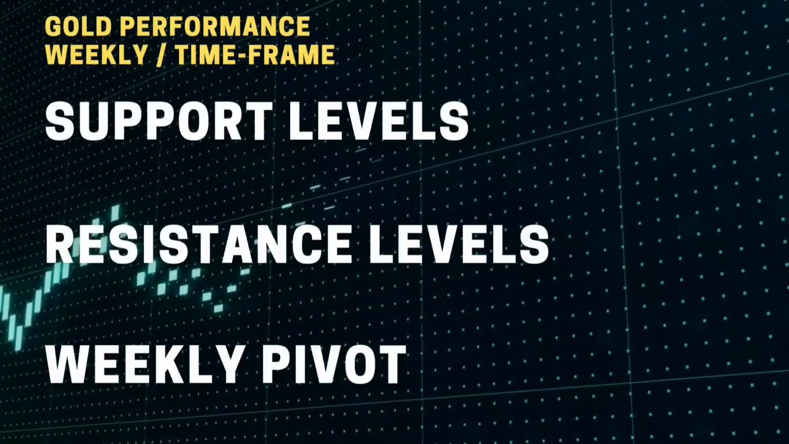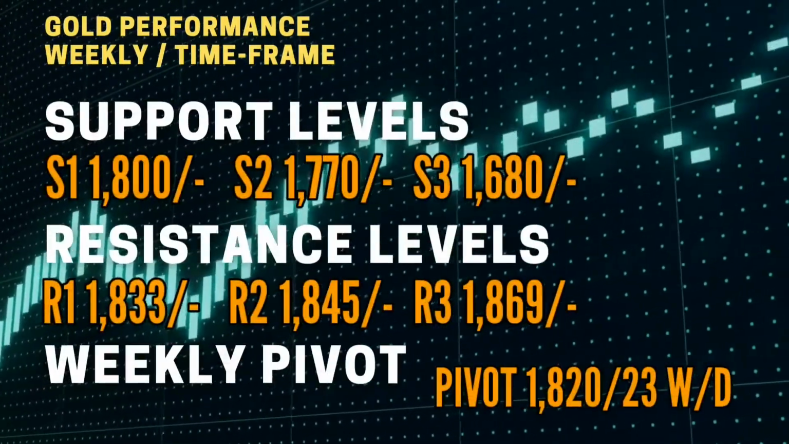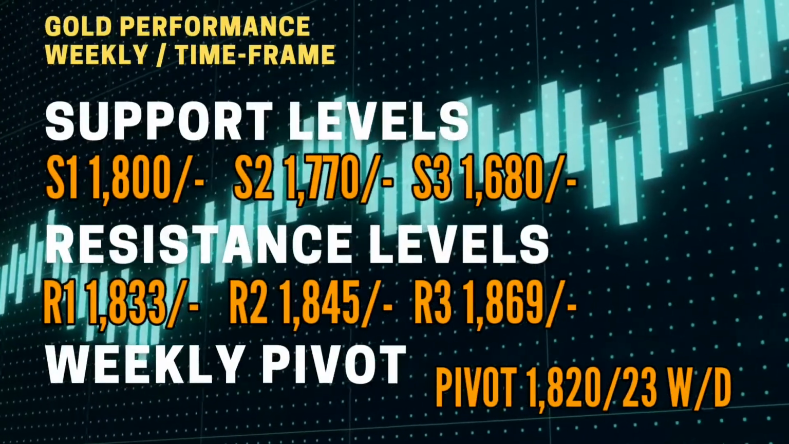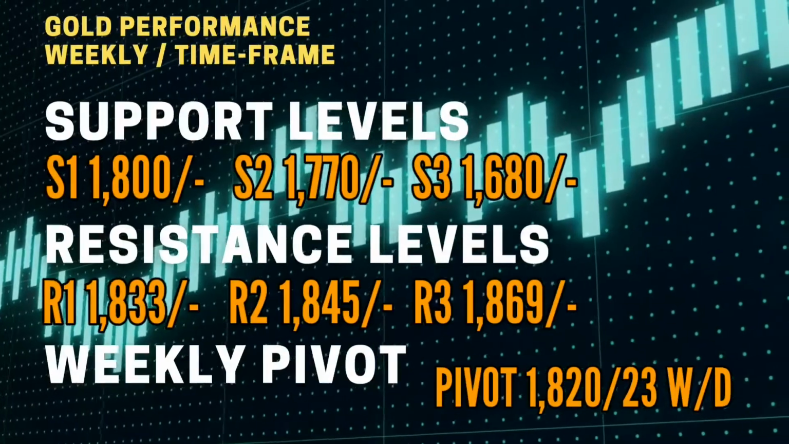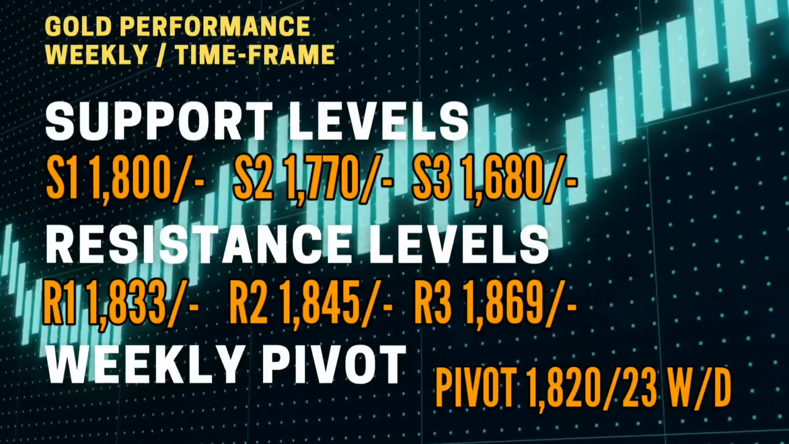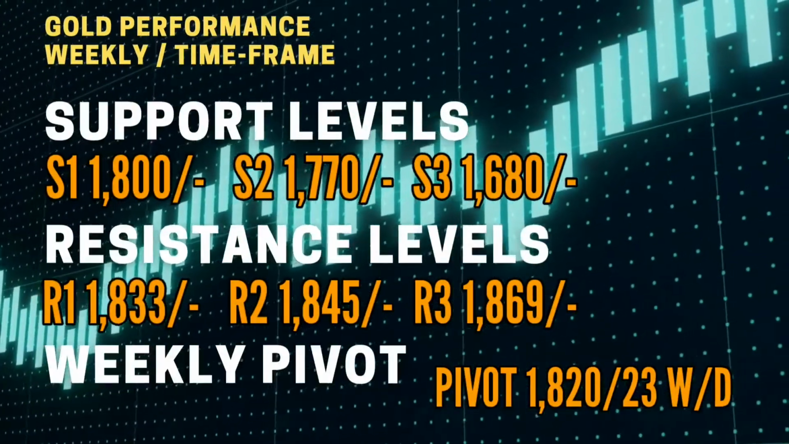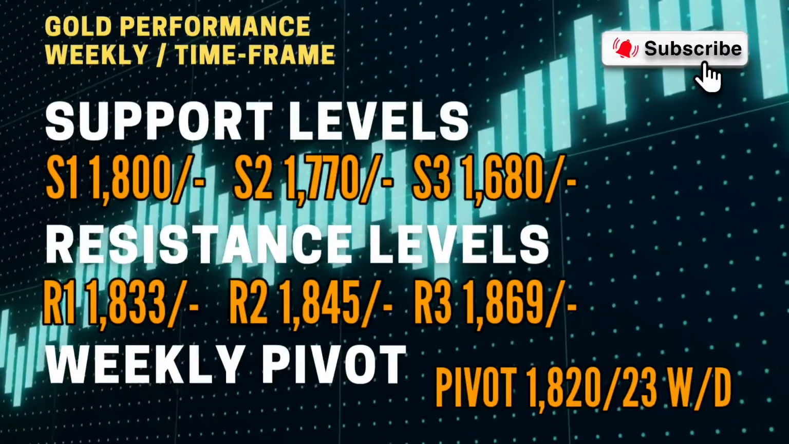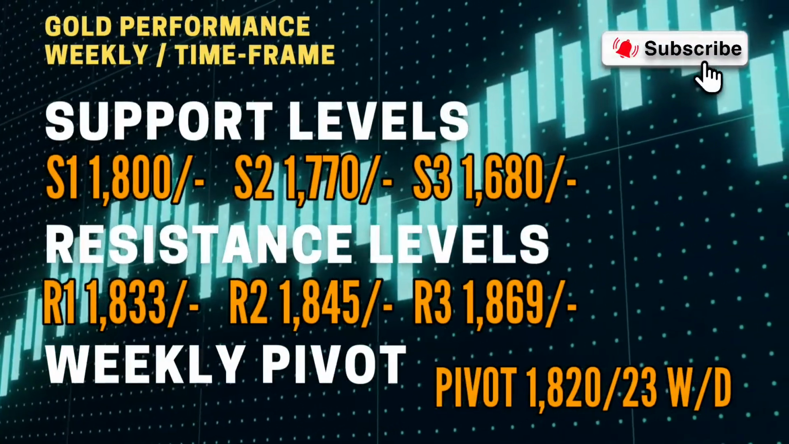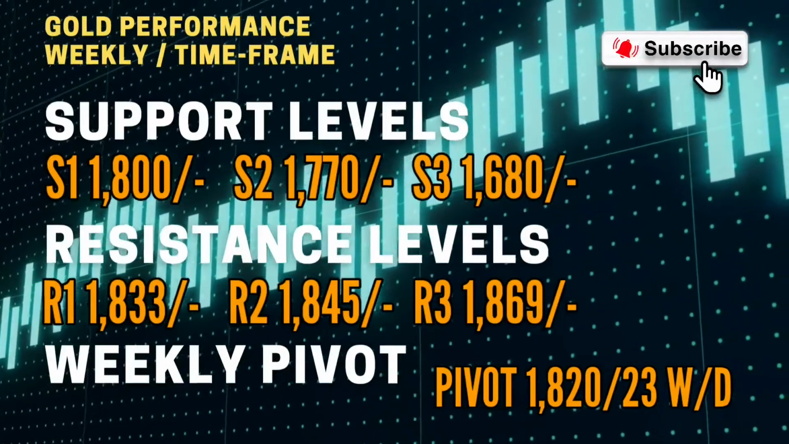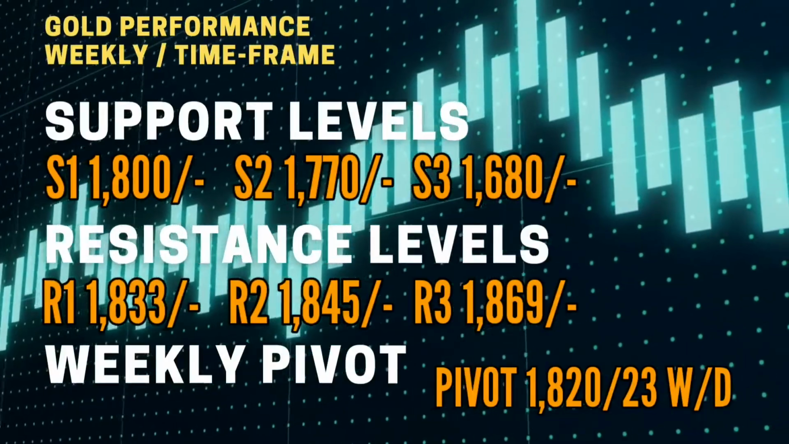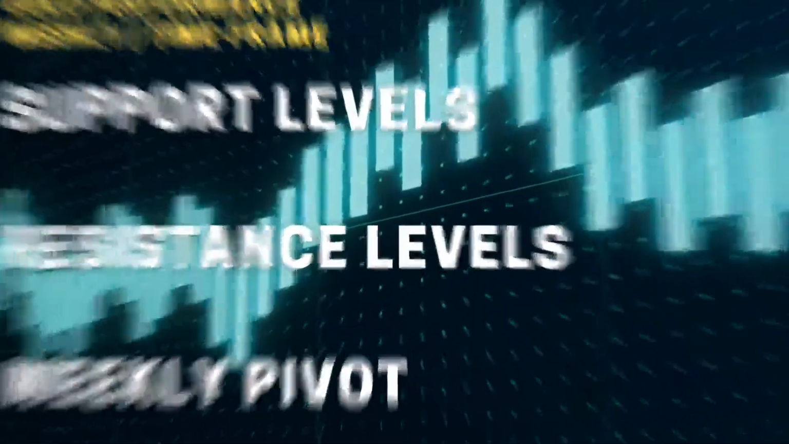Moving to the supports, we have supports at 1800, then 1770, then 1680, and the resistance levels at 1833, then 1845, then 1869. Now, the pivots on the weekly chart and the daily chart, from the last trading session, are 1820 and 1823. Consider them as supports where the price could find support. That's all. Moving on to the economic calendar.